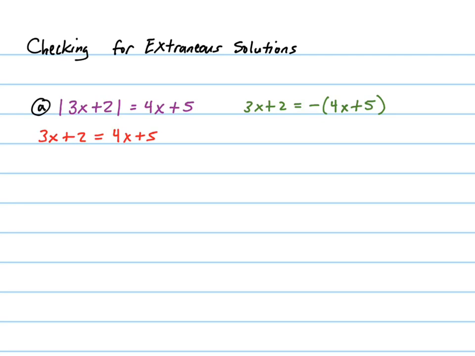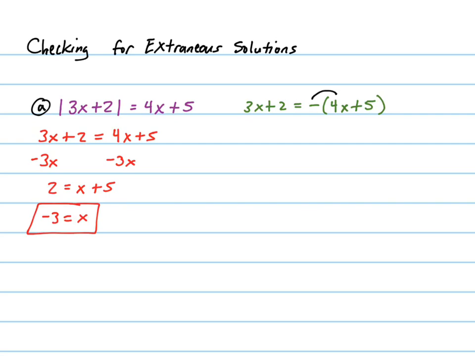So let's just go ahead and solve the left equation first. I'm going to move the 3x, I'll subtract it to the other side. So I've got 2 equals x plus 5. I'll subtract the 5. I've got negative 3 equals x. So there's one solution.